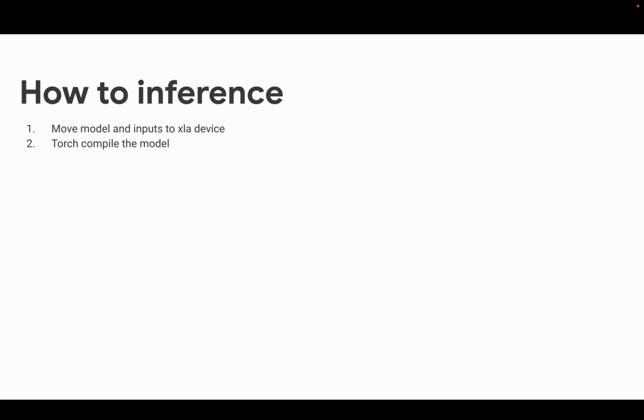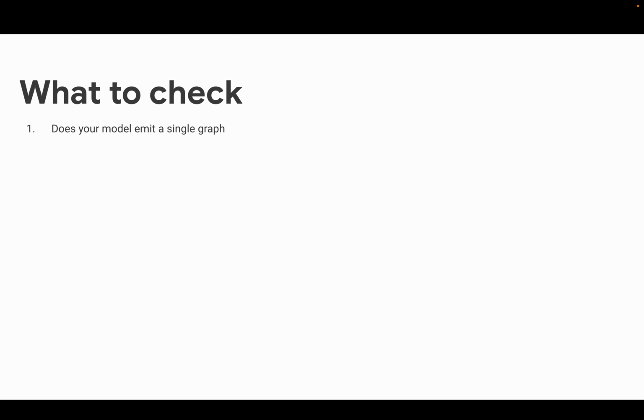Inferencing using PyTorch XLA is actually very similar to PyTorch if you want to do inference on CUDA. First you need to move both your model parameters and all of the input to the XLA device. And then for further optimization, you usually want to use torch.compile. I will show you in a minute in the Colab. What to check is also very simple. For the most part, you only need to check whether your model generates a single execution per step.